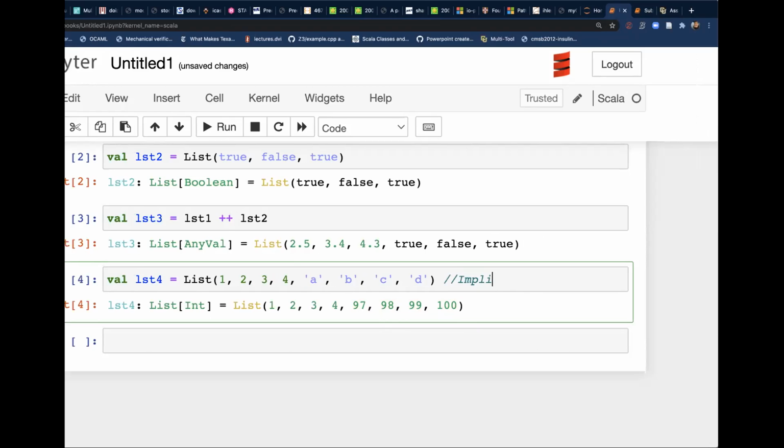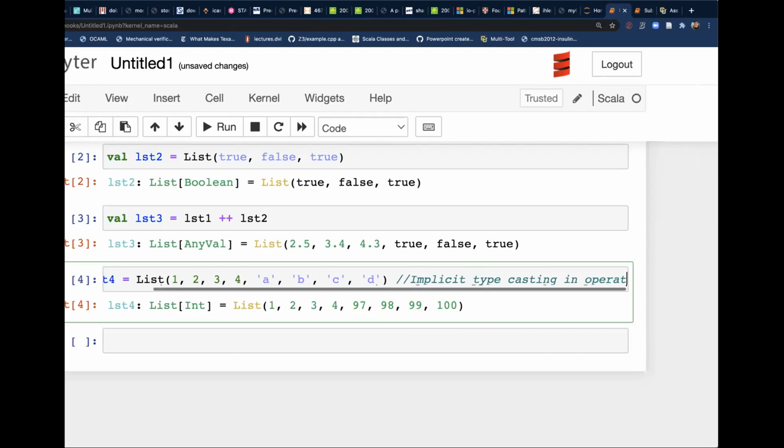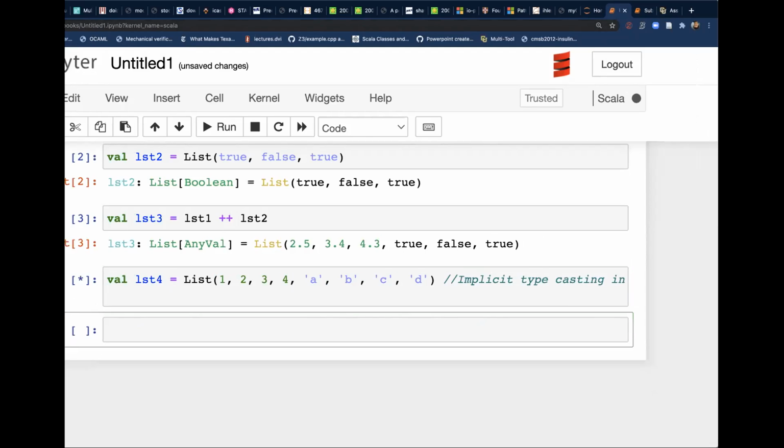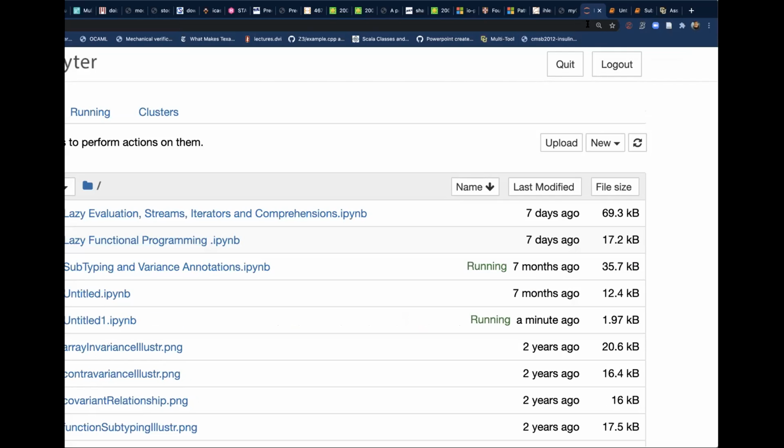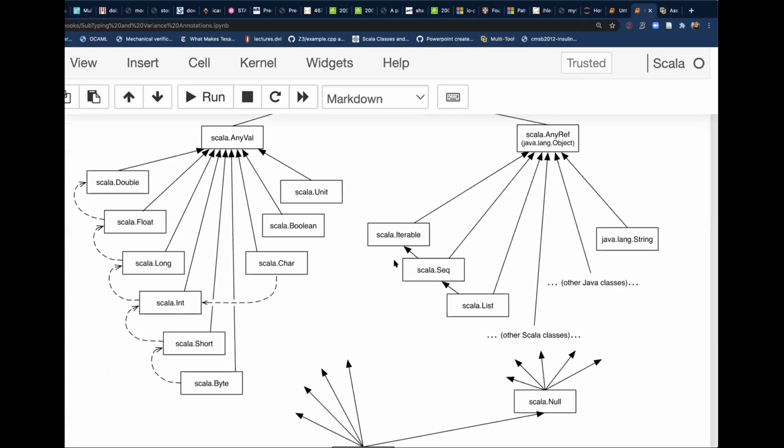I will explain this next lecture. This dashed arrow is very important to understand. If you're going to work with Scala, it's very important to understand these things called implicit conversions. We'll do it next time. It's a good question though.